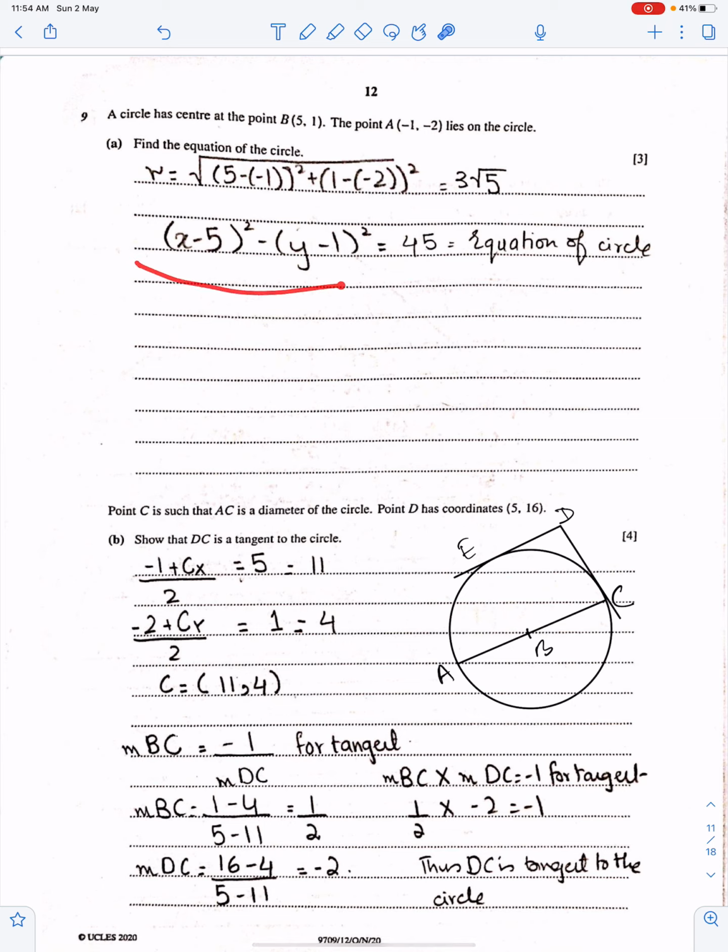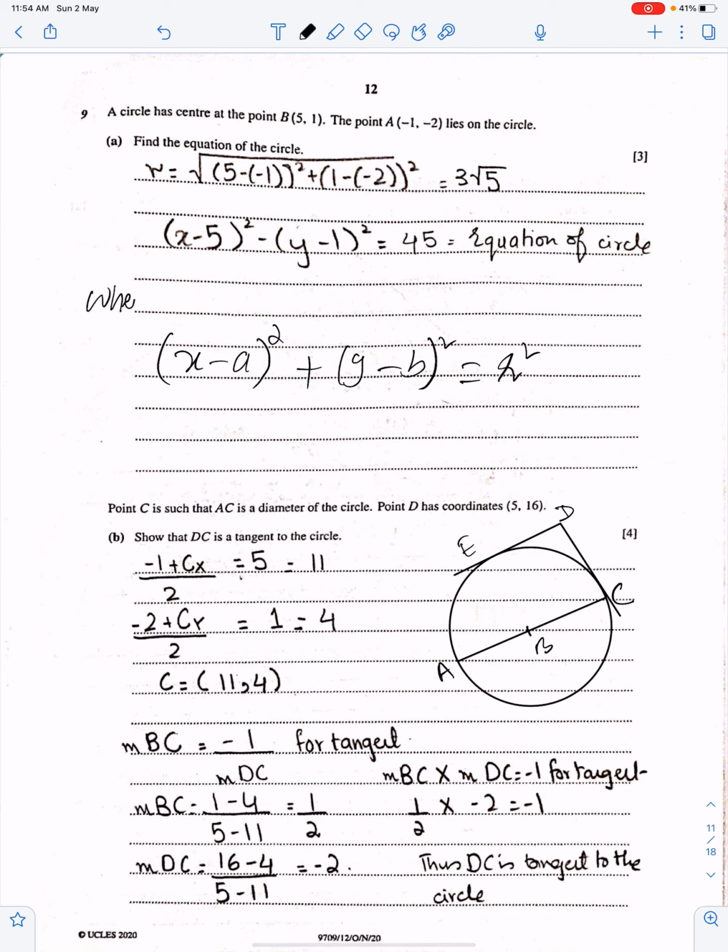This is the equation of the circle. X minus a whole square plus y minus b whole square equals r square. So you just need to put the coordinates of the center here and substitute r square here.